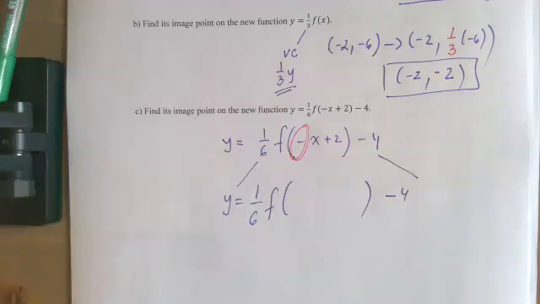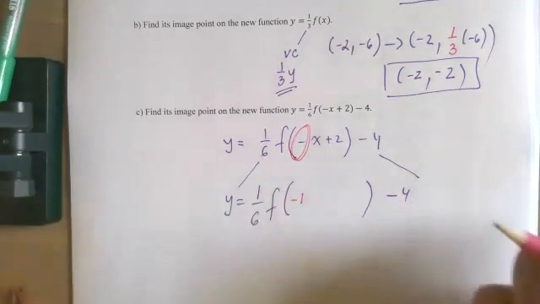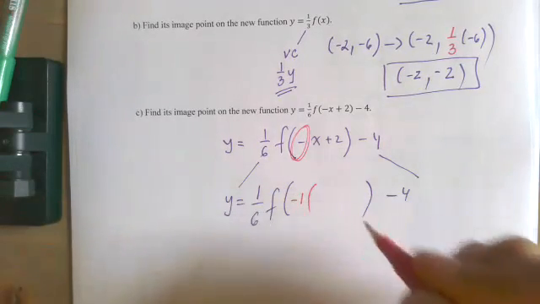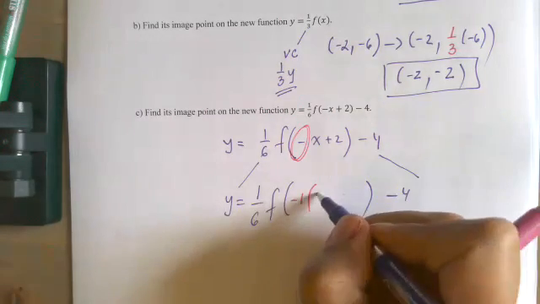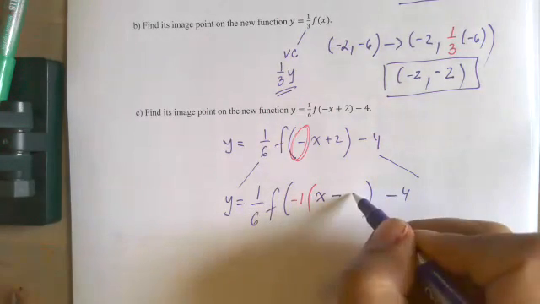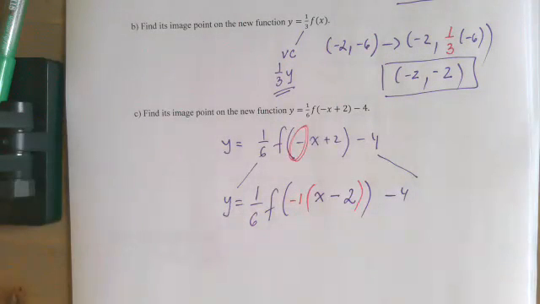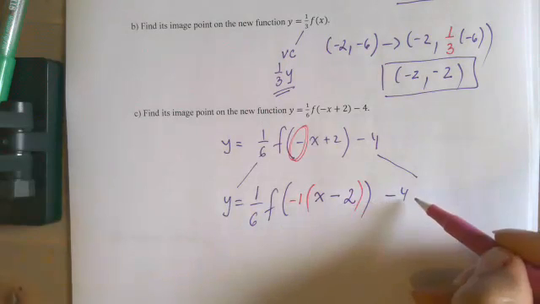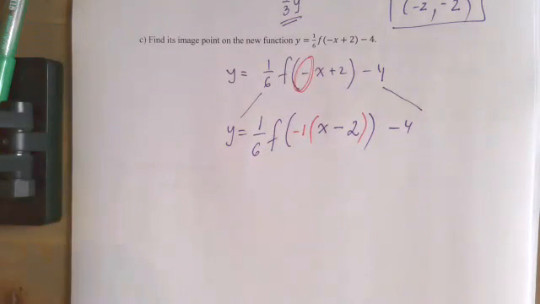Negative is not a number, so what is the number? 1. Negative 1, that's right. So negative 1 in front, bracket, we're left with x minus 2. Now it's written in standard form. Here I can just put plus minus 4, but it's not necessary. We can just read it as it is.